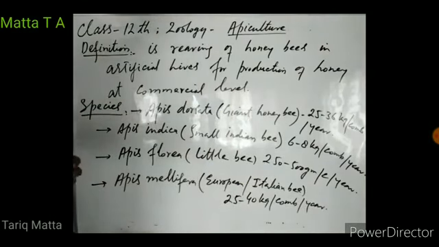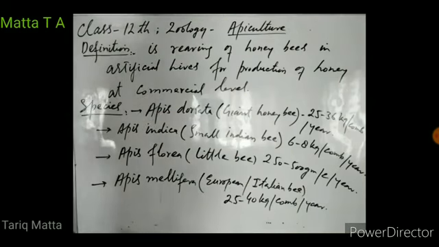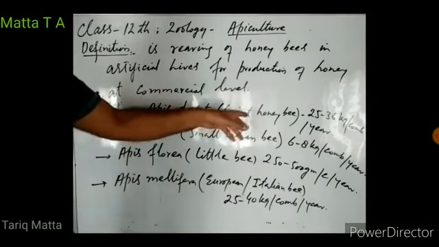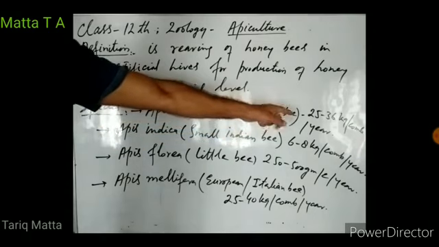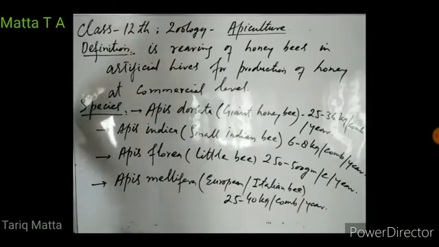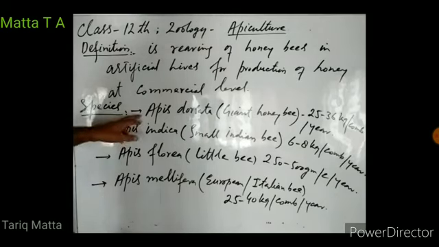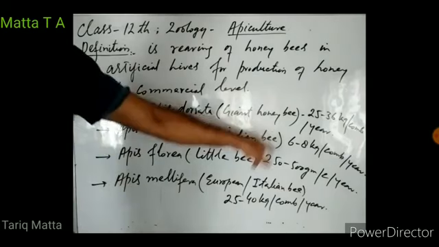So we have got these four species of honeybees. Apis dorsata, giant honeybee, giving a yield of 25 to 36 kilograms per comb per year. Apis indica, small Indian bee, giving 6 to 8 kilograms per comb per year. Apis florea, little bee, giving 250 to 500 grams per comb per year. Apis mellifera, European or Italian bee, giving 25 to 40 kilograms per comb per year. As you can see, Apis dorsata and Apis mellifera have the highest yield.